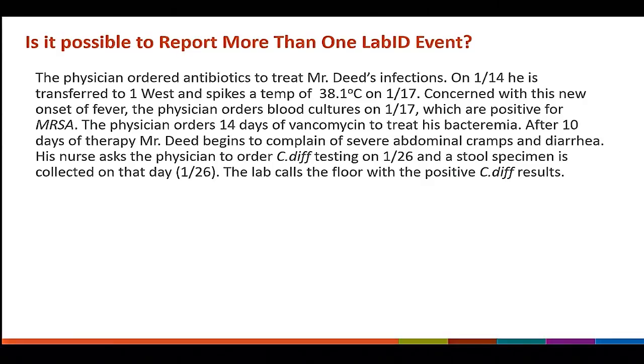Okay, so moving along. Is it possible to report more than one lab ID event? The physician orders antibiotics to treat Mr. D's infections. On January 14th, he is transferred to One West and spikes a temp of 38.1 degrees Celsius on 1-17. Concerned with his new onset of fever, the physician orders blood cultures on 1-17, which are positive for MRSA. The physician then orders 14 days of vancomycin to treat his bacteremia.